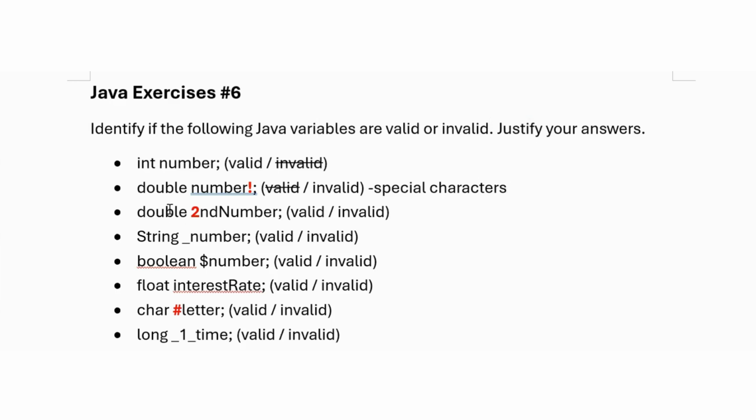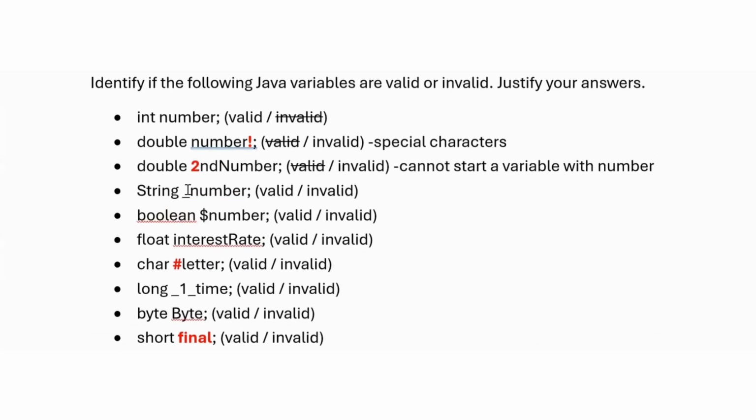And we have the next variable here, double 2 second number, with a 2 here at the beginning. So this is actually invalid as well, because we know that we cannot start a variable with a number. Okay. And then we have string underscore number. Nothing wrong with this underscore. This is actually valid because we know that, again, we can start a variable with either an underscore or a $ sign.